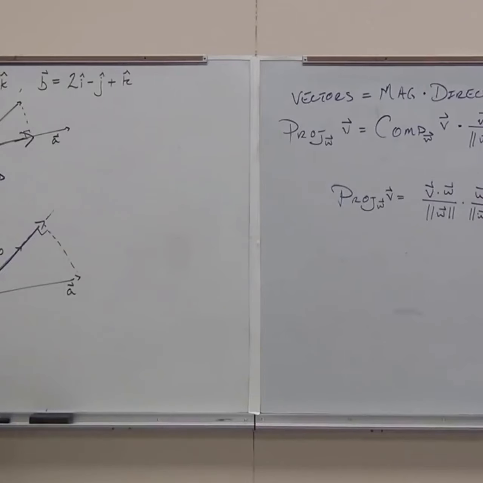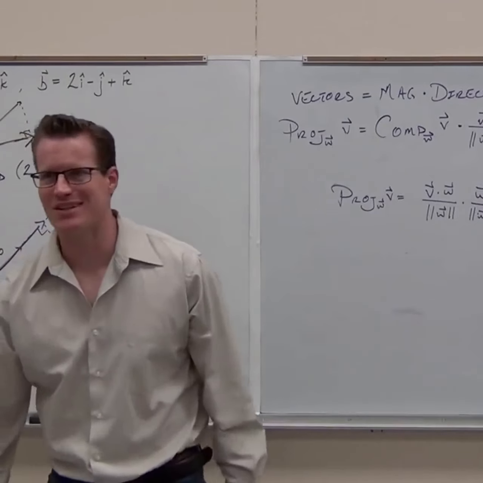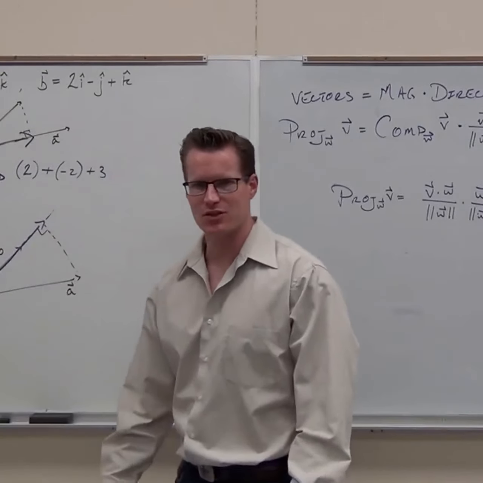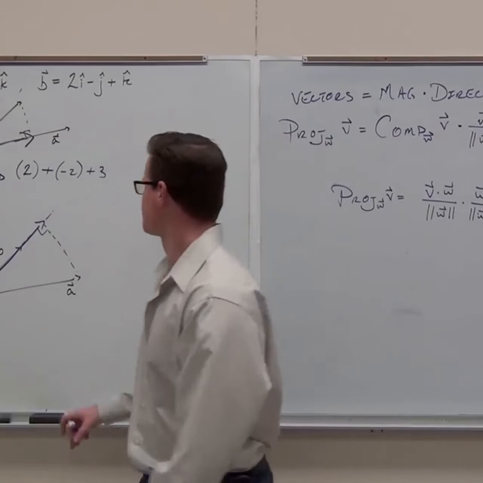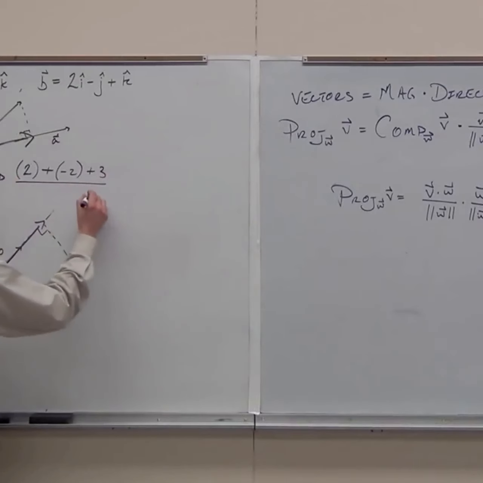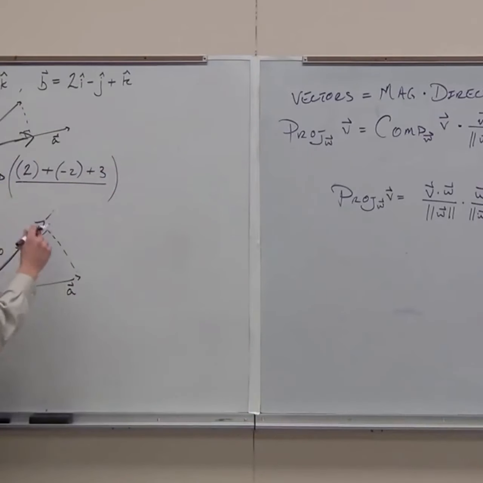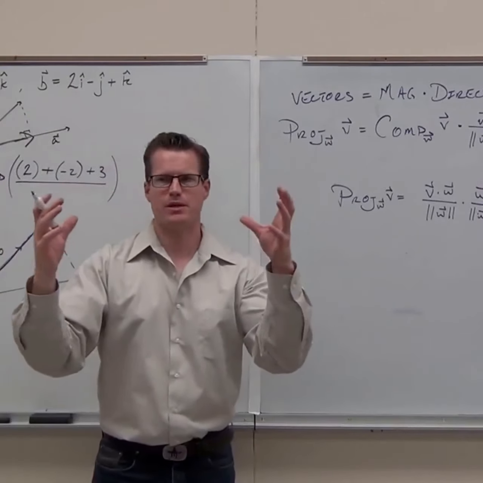And the rest of it's not too bad. We're going to do a dot product, so we have 2 plus negative 2 plus 3. Check my work too. I'm great at making mistakes on this stuff. Sometimes I do it on purpose, just to see if you're listening. Did you get the same thing I got? Yes. This is all going to be a scalar. It could be a number.